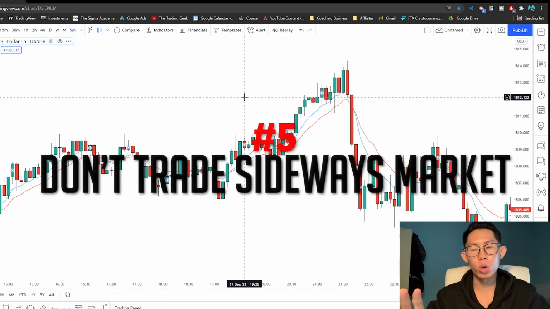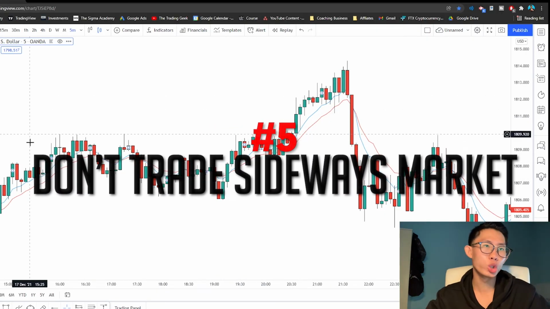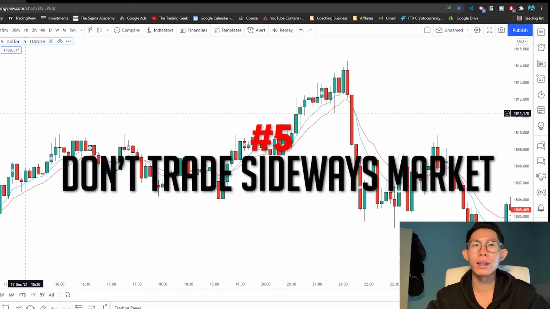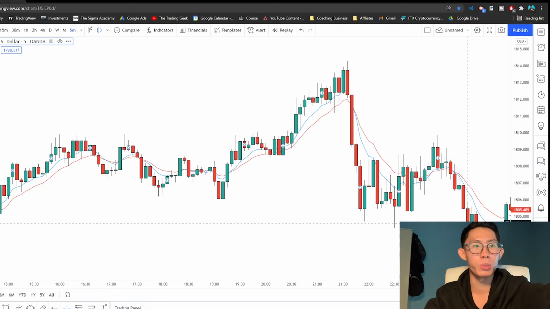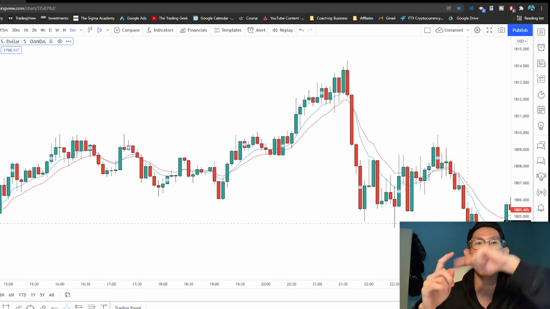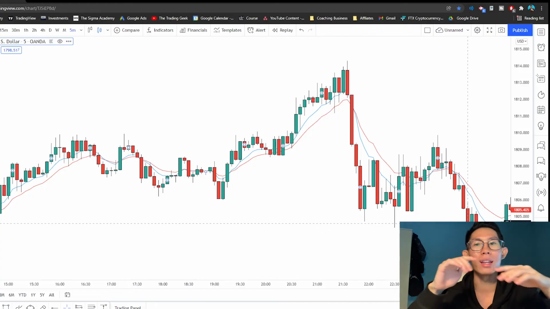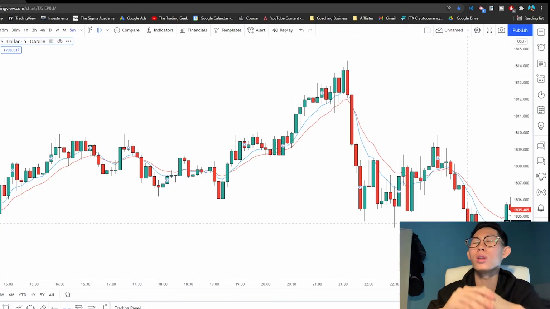And please guys, do yourself a favor and never ever trade when the market is consolidating like this. I find myself losing the most money when I trade when the gold is just consolidating like this, because it can literally just go up, spike up, spike down, spike up, spike down, and it's not going anywhere. You are only going to lose money if you trade when it's consolidating.